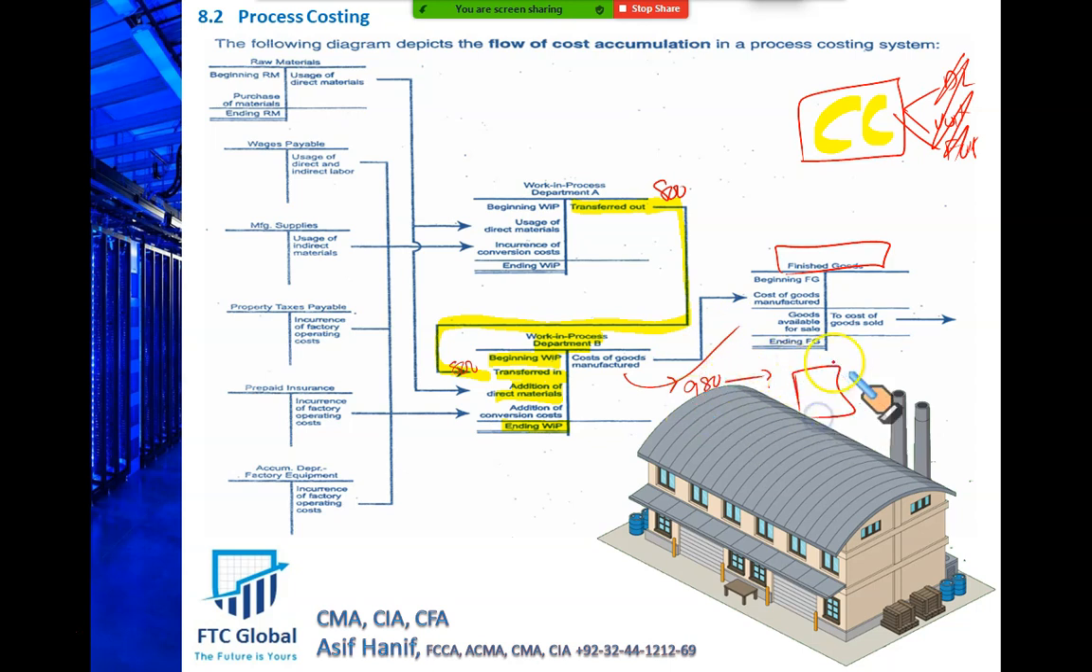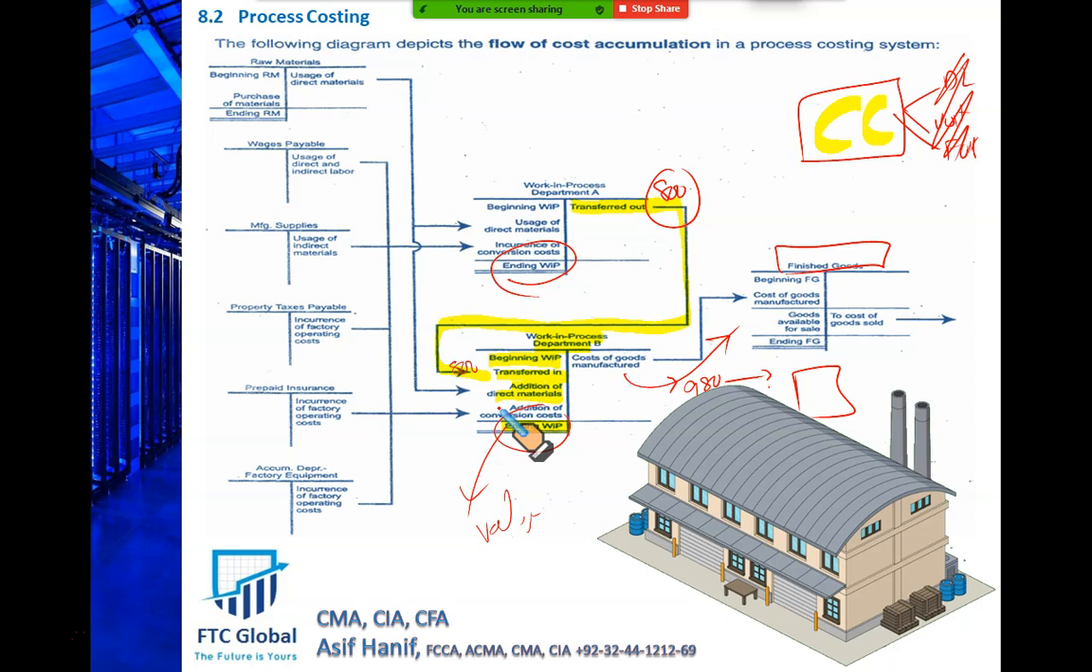What is the value of these goods that have been transferred to the finished goods inventory? And how do we value the units that are in ending work in process? That is the main issue in your process costing. How to value the goods that have been transferred out, and how to value the ending work in process in any department or any process.